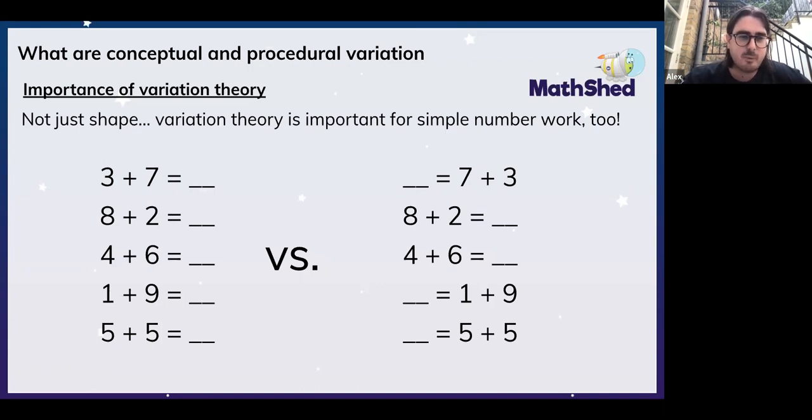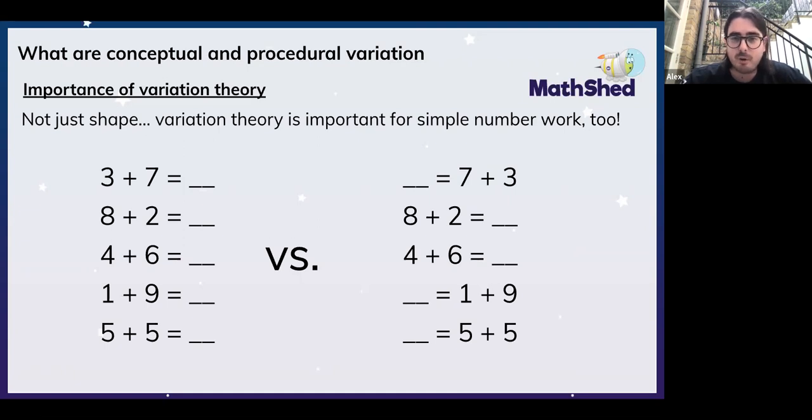Traditionally, we might expect to see number bonds questions randomly assorted as on the left-hand side. However, there's value in doing it as on the right-hand side. And even, as I referred to earlier, you might want to alternate it more such that we aren't just looking for 10 every time. So you'd have blank equals 7 add 3, but then you'd have 10 equals 3 add blank, for example, so that there's some variation there as well.